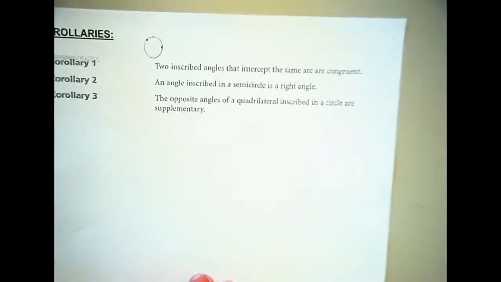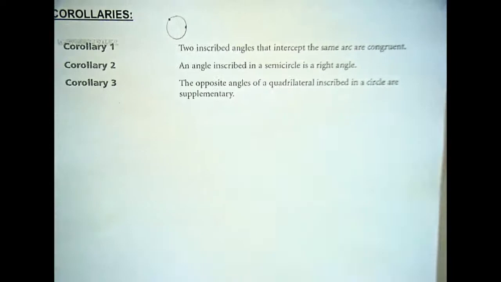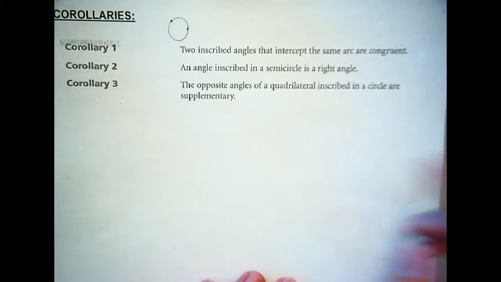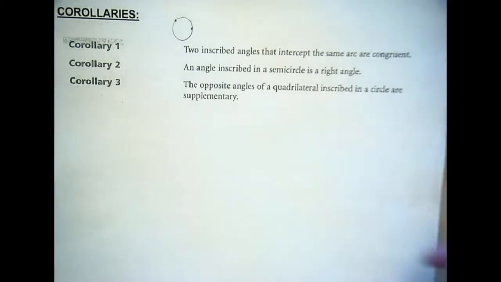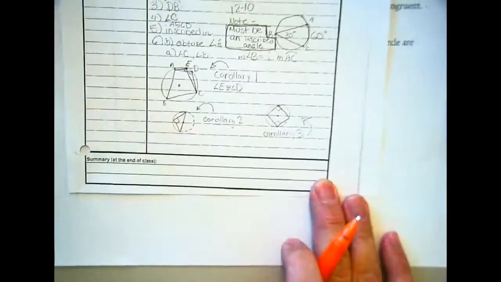Okay, Corollary 3. The opposite angles of a quadrilateral inscribed in a circle are supplementary. Did you guys do that one? Draw a picture. Catherine, can I borrow yours? Opposite angles of a quadrilateral in a circle are supplementary. So a picture showing that. Do I get to draw all over? Can I make faces on it? Cool. All right. Corollary 3.